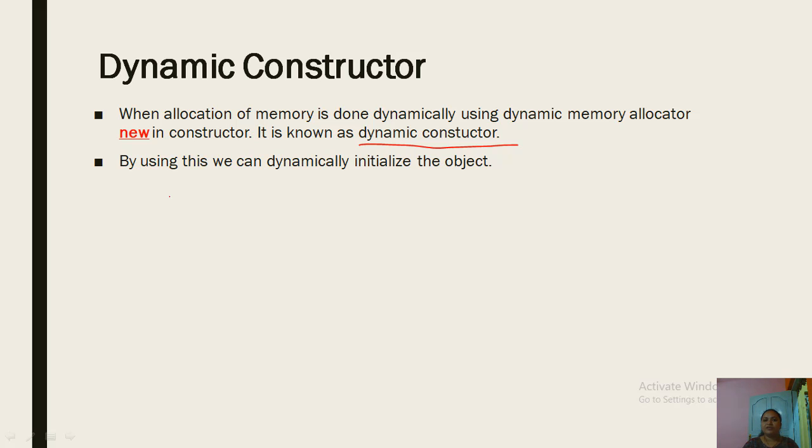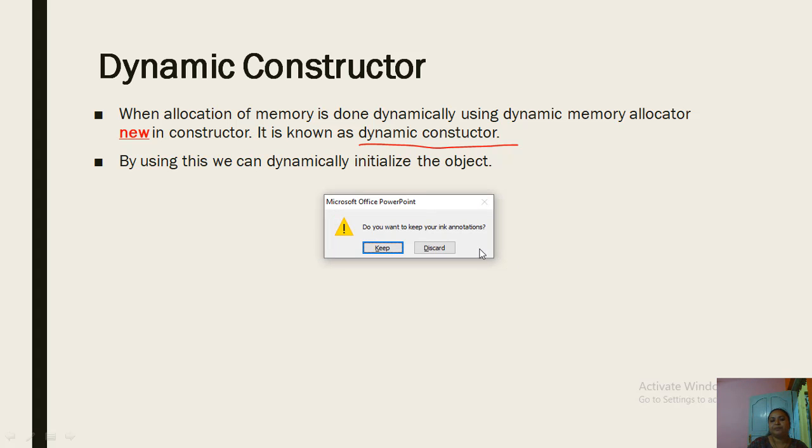Now, using this new operator, we can initialize the object. And whenever you use the new operator to initialize the object, after that you can use the delete operator to free up the memory used by the particular object. Now, we will understand more about dynamic constructor using a program.